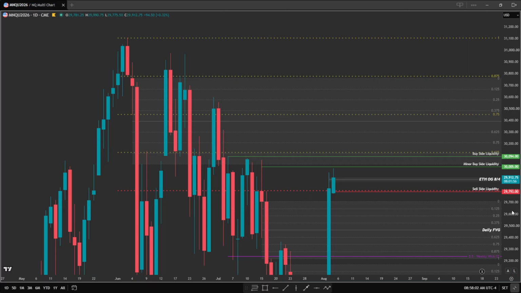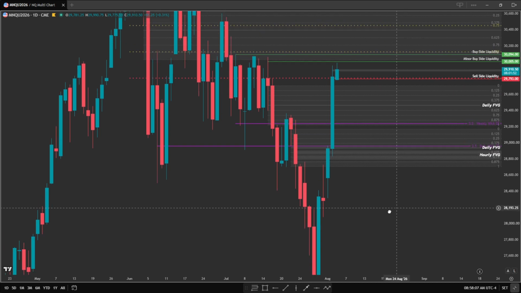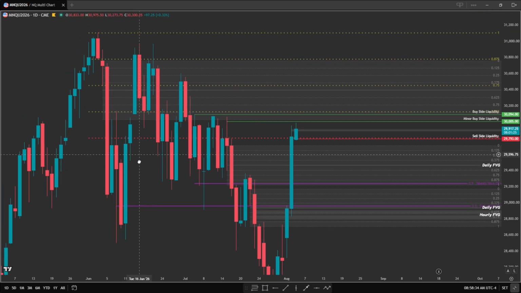They could do whatever they want with non-farm payroll. This move up is absurd. I thought Monday was absurd. This is certainly absurd. Currently in drawdown, which is unfortunate, but guess we'll just go ahead and... There's also the consequent encroachment.